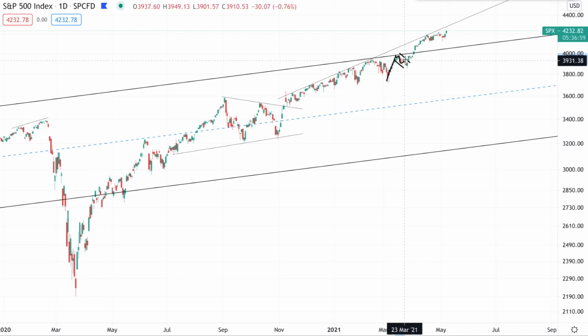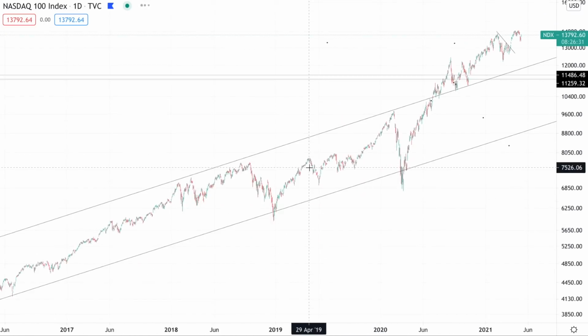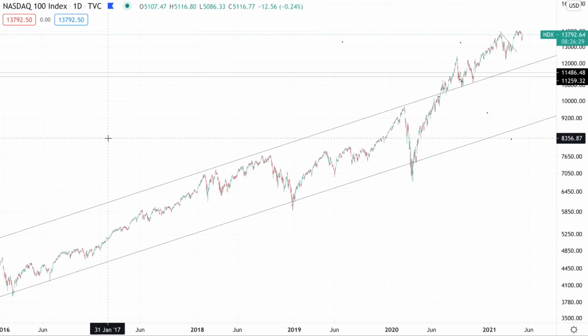That's a continuation pattern, and then breakout through. That was a beautiful bull flag pattern. And that's actually something very, very similar to what we had on the NASDAQ here. This is the NASDAQ 100, so the tech sector.